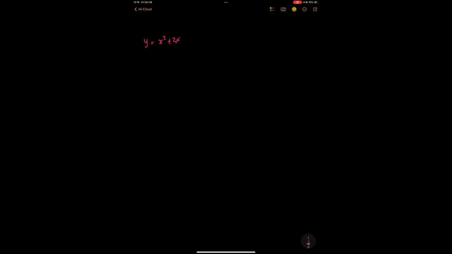So we need to find the vertex, remember, the vertex and the axis of symmetry, right? Those two things we need to find. So how do we find the vertex? The vertex is v equal to -b over 2a and f of -b over 2a. Remember that, right? So what is -b over 2a?